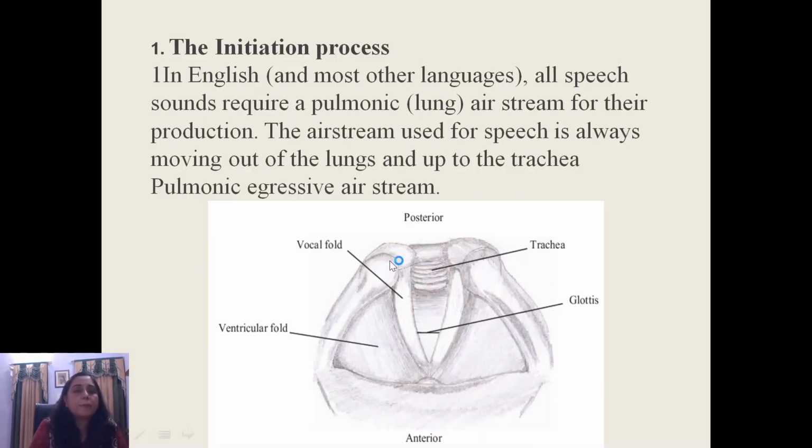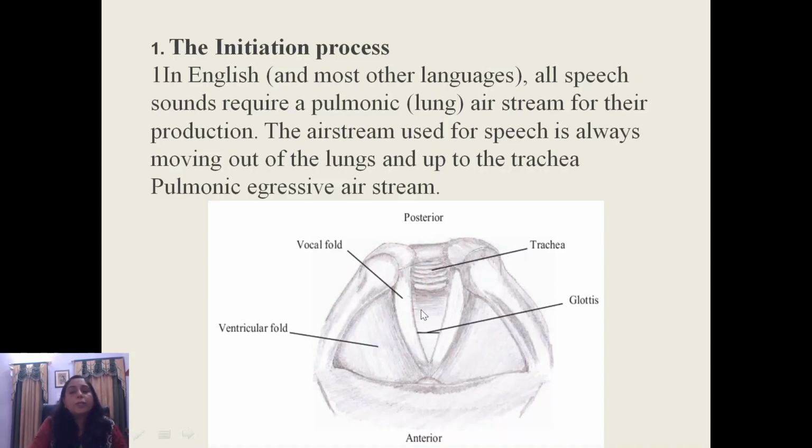The initiation process. In English and most other languages, all speech sounds require a pulmonic airstream for their production. That means the airstream used for speech is always moving out of the lungs up to the trachea. Pulmonic egressive airstream. And here we have this diagram of glottis and vocal cords. Just have a look at this. These are vocal cords. This is the vocal fold. And this area, the open area between the vocal cords, is called the glottis.